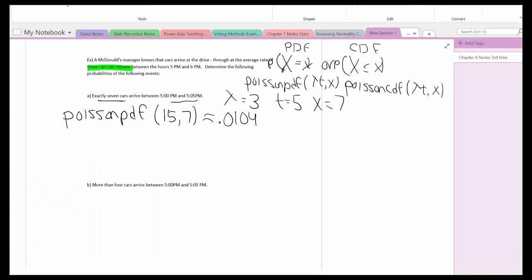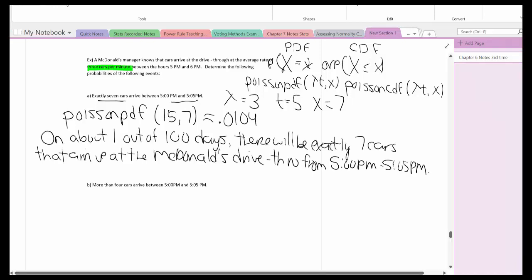Okay, so we've written that out. So now I'm going to write out what the interpretation would be in the context of this problem. On about 1 out of 100 days, there will be exactly 7 cars that arrive at the McDonald's drive-thru from 5 p.m. to 5:05 p.m.